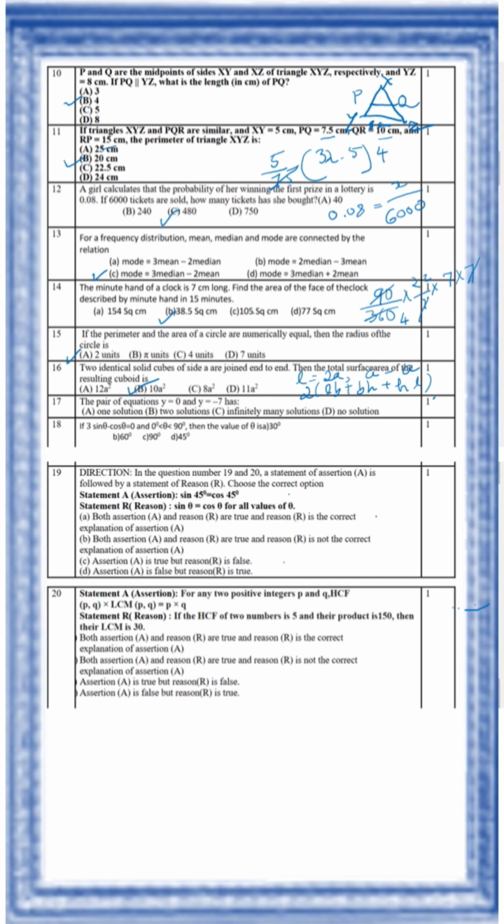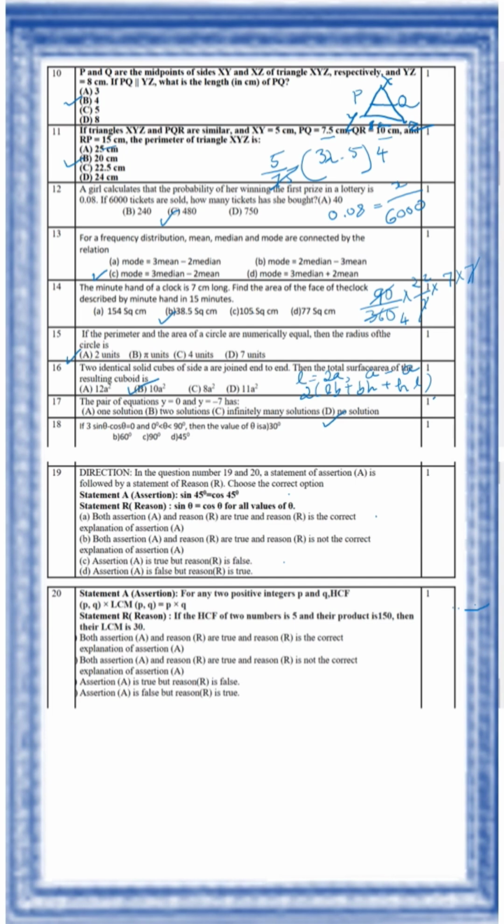The pair of equations y is equal to 0 and y is equal to negative 7 has A, one solution, B, two solutions, C, infinitely many solutions, D, no solution. Option D is correct, no solution.